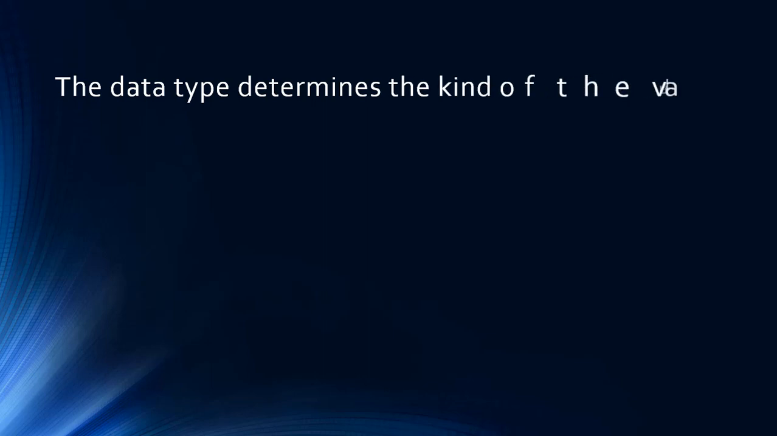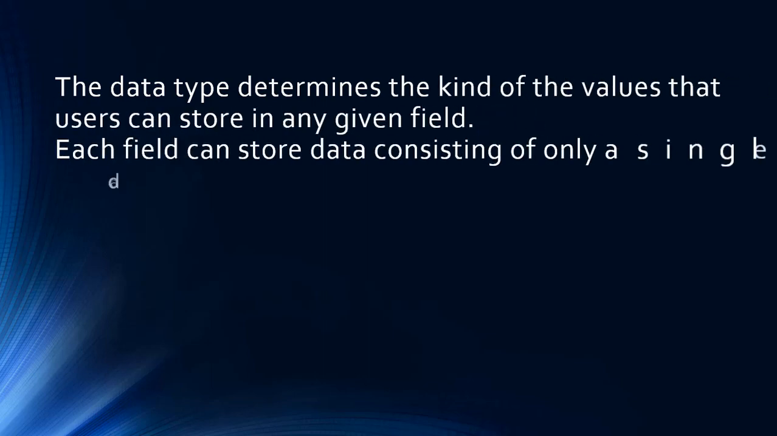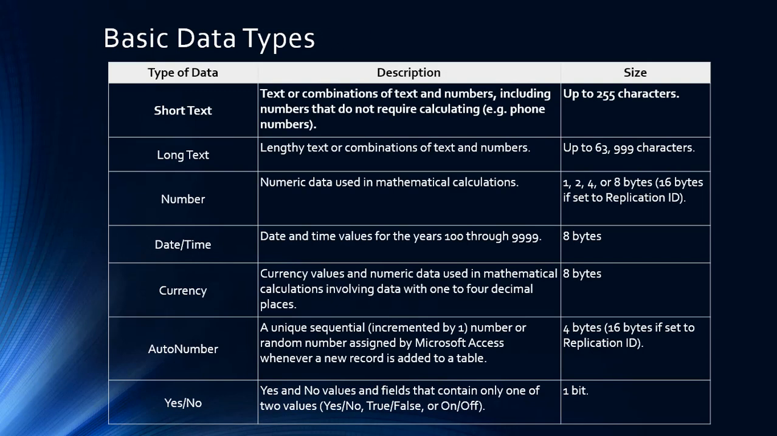The data type determines the kind of values that users can store in any given field. Each field can store data consisting of only a single data type. Here are some of the most common data types you will find used in a typical Microsoft Access database.